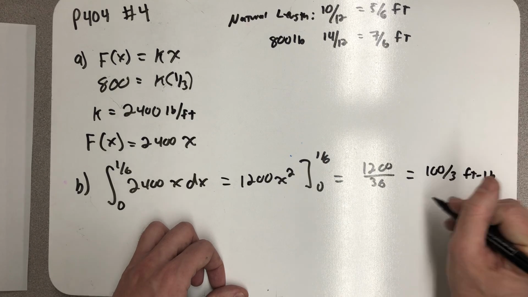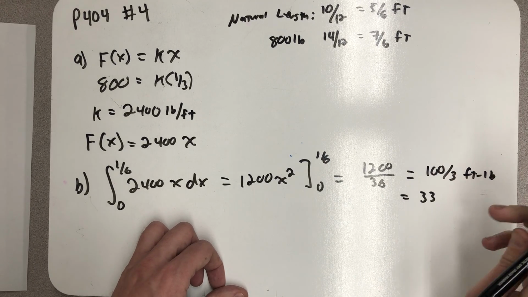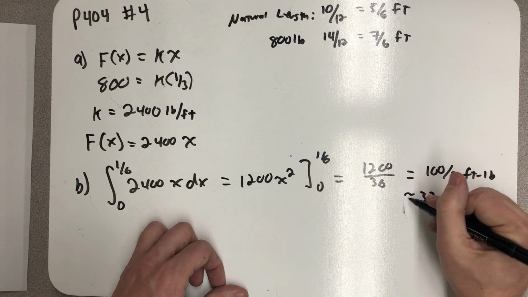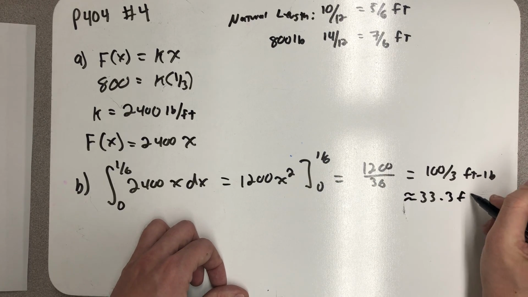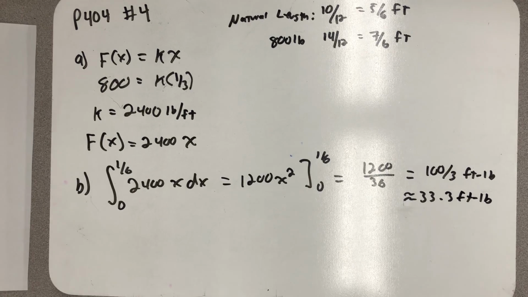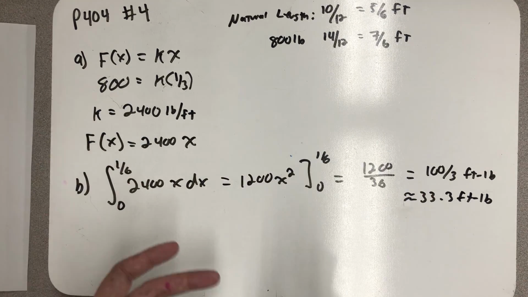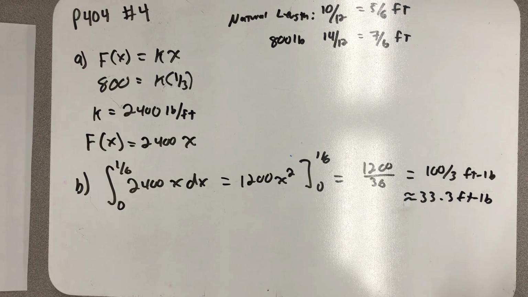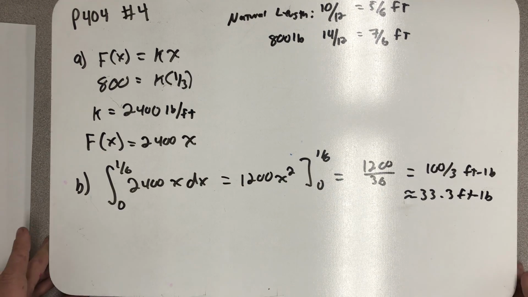Units are foot-pounds, or about 33.3 foot-pounds if we wanted to round that to 1 decimal place. That's how much work is done stretching the spring by 2 inches. Because we're not monsters, we're going to use foot-pounds here in the imperial system.